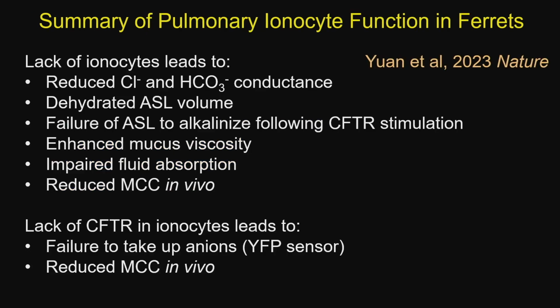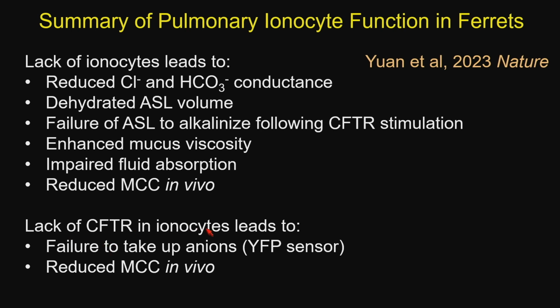I'm not going to talk about a number of other things that we compare between FOXI1 knockout, CFTR knockout, and wild type, but I've shown you some of this. They dehydrate, they have reduced anion current, they fail to alkalinize, so they are secreting bicarbonate and fail to alkalinize following CFTR stimulation, increased viscosity, impaired fluid absorption, and in vivo, FOXI1 knockout have impaired MCC if you look by PET-CT imaging, spraying radioactivity into the lungs.